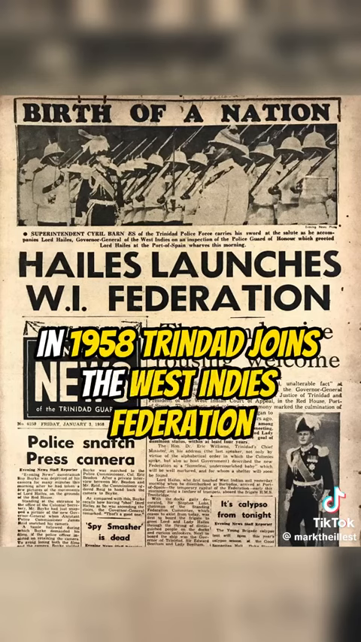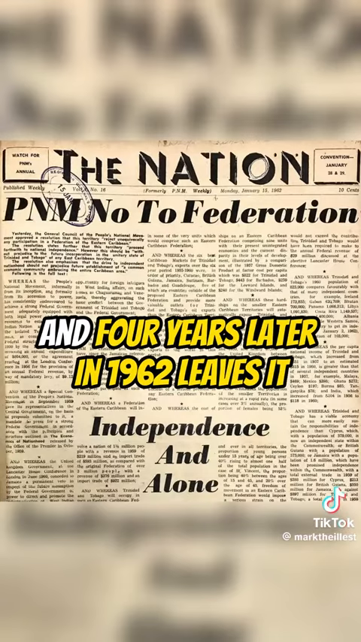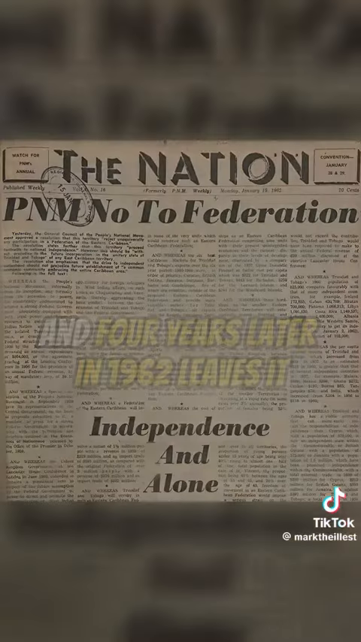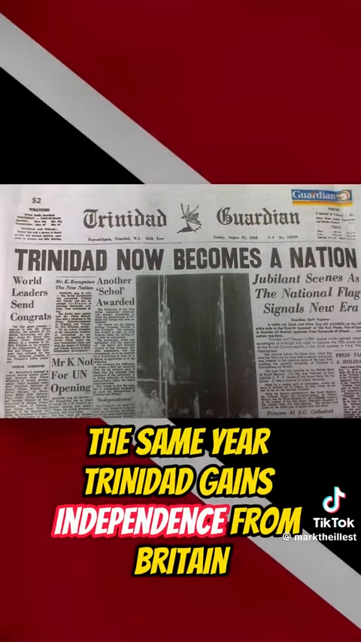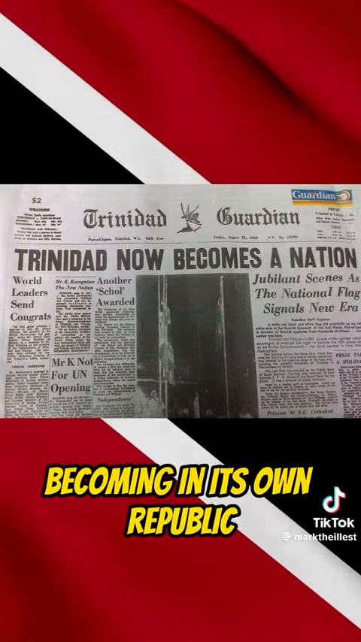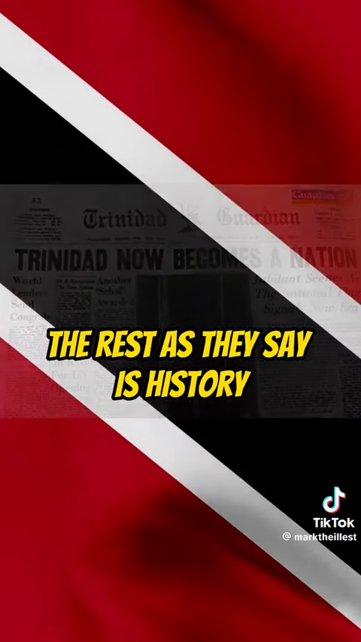In 1958, Trinidad joins the West Indies Federation and 4 years later, in 1962, leaves it. The same year, Trinidad gains independence from Britain, becoming its own republic. The rest, as they say, is history.